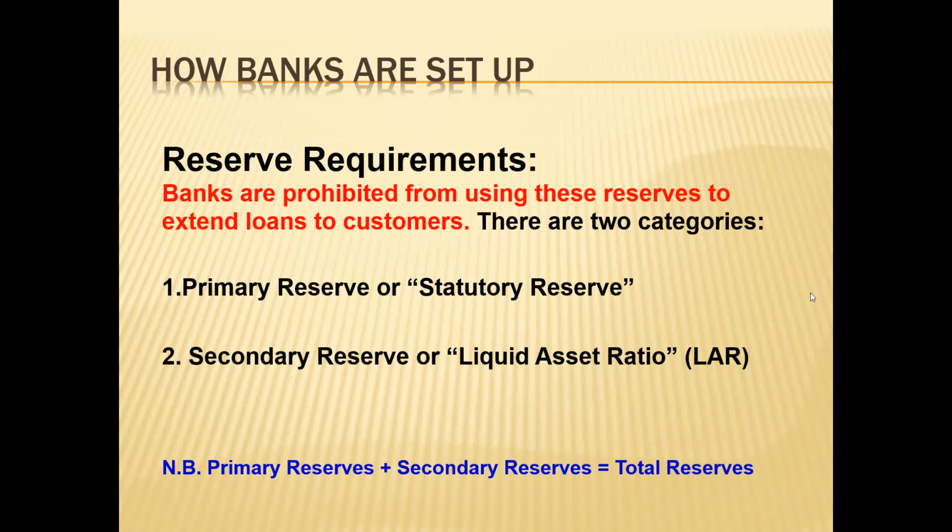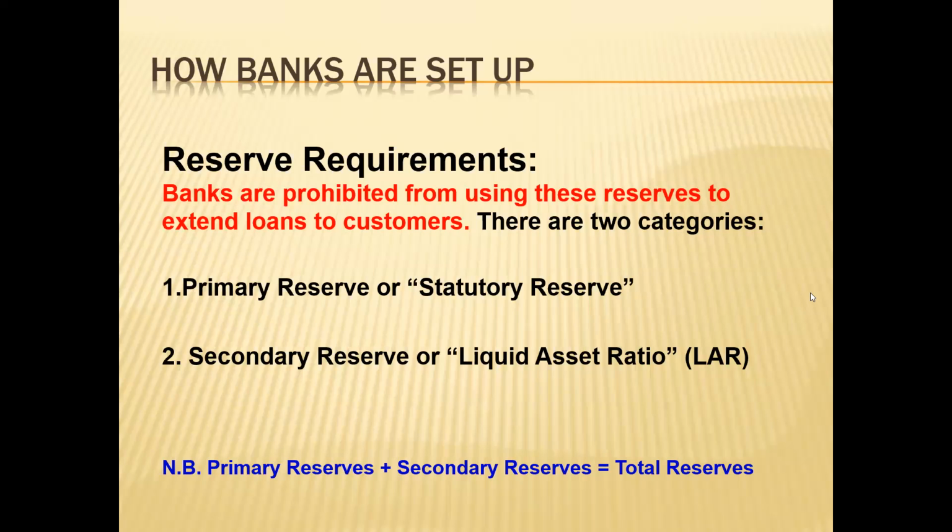Okay. So banks are prohibited from using reserve requirements to extend loans to customers, and there are 2 categories. They're your primary reserves, which are called your statutory reserve, and then there's your secondary reserves, which are also called your liquid asset ratio. So when you look at your primary reserves and your secondary reserves, you add them together, it gives you your total reserves. So you add 1 and 2 together, and the total of those 2 is the amount of money that once you have lent out every other cent, and you come to that number, you can't lend out anymore.